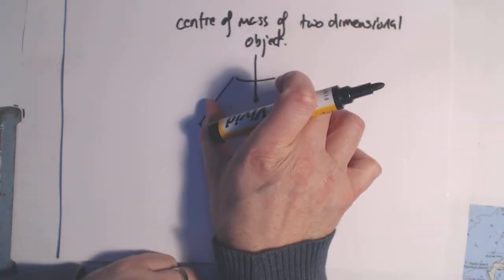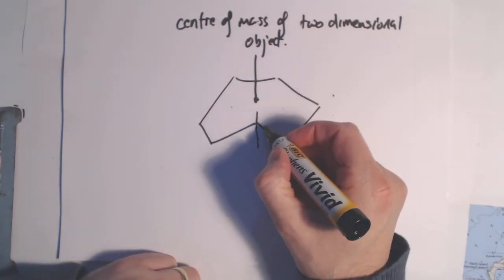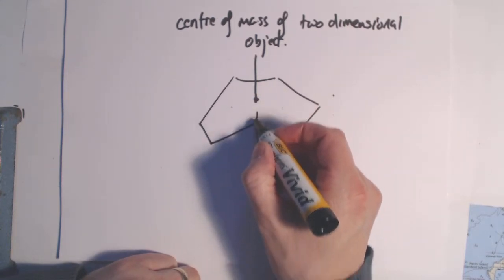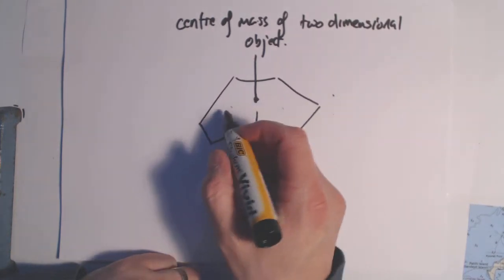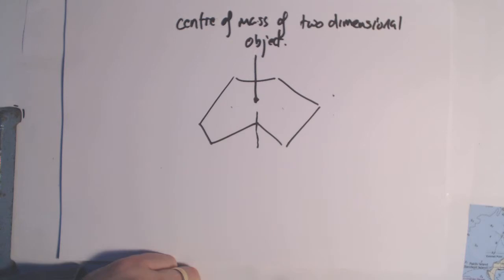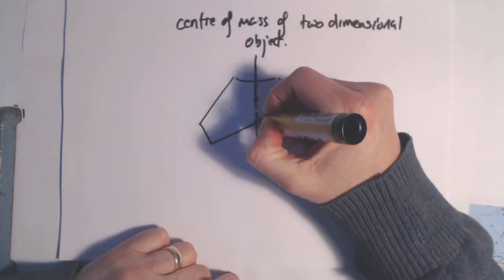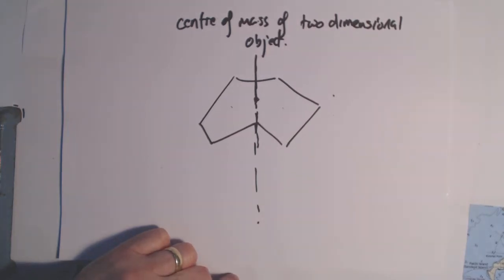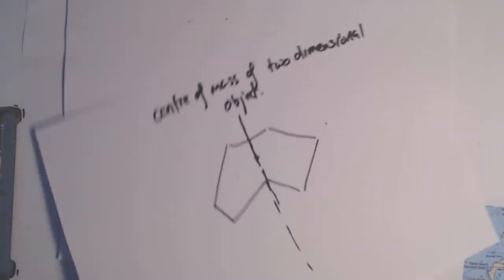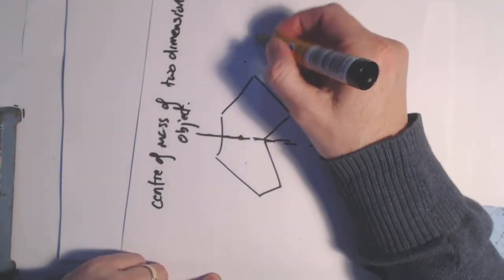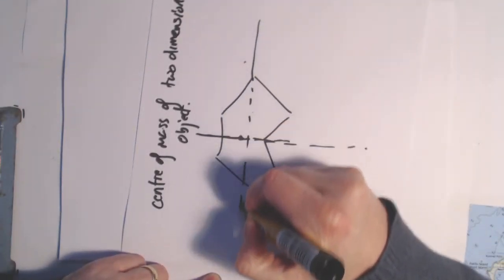So the whole object's going to rotate until there's enough mass on this side times the distance to the pivot point equals the mass on this side times the distance to the pivot point. That means that when you hold an object like that, down this line, the center of mass must be on that line, right?